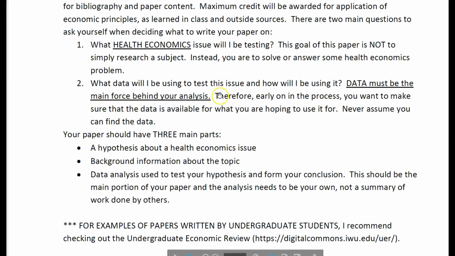So your paper should have three main points. The first is some hypothesis about a health economics issue. This should be set up early in the paper, and you're spending the entire paper testing it. Second, some background information about the topic. This is the extent of where you will discuss the work of others. The third part, which is to be the bulk of your paper, is data analysis, your own data analysis that you're using to test the hypothesis.